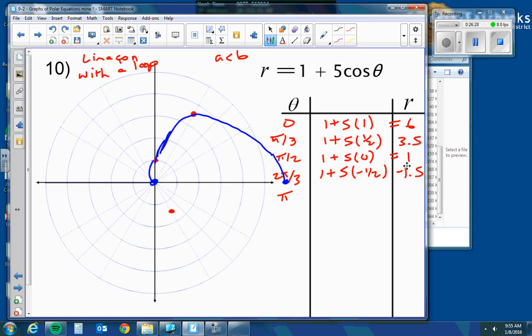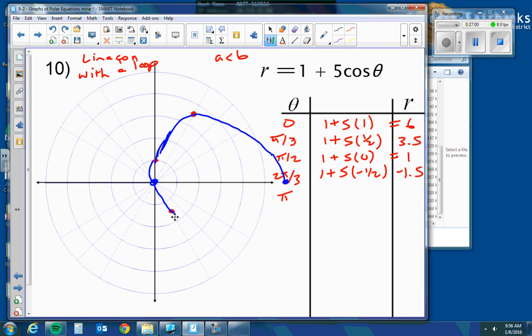Now, at no point did we get 0, but obviously somewhere in here, r was 0, right? We don't know where, though, because think of this. If I try to solve for when r is 0, I would get negative 1/5. This equals 0 when cosine is negative 1/5. I don't know where that is. It will happen, though. You should realize that. It will go through the pole. I just don't know what the angle is where it happens. So look at this. It's going to go across there and hit this point.